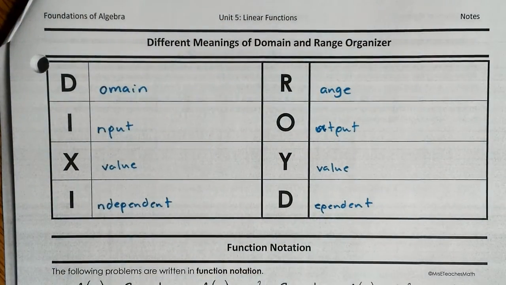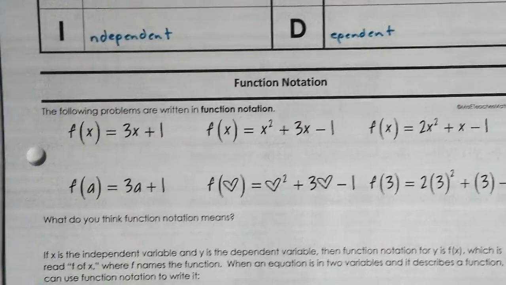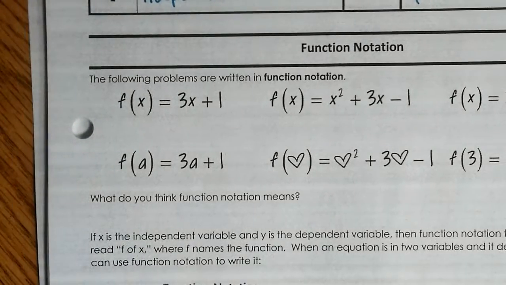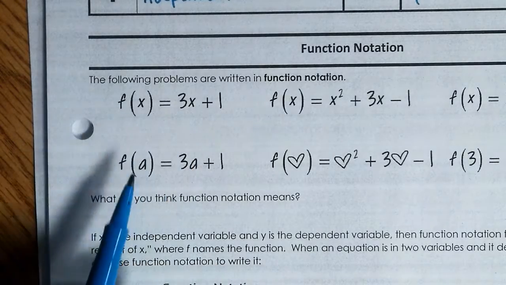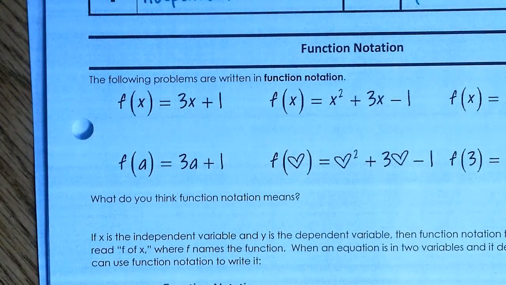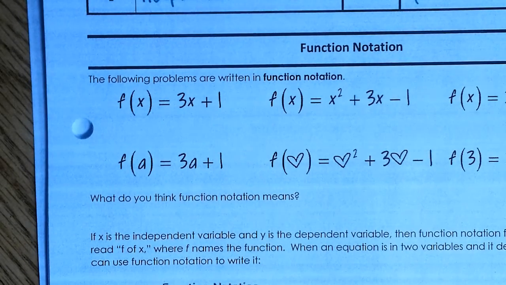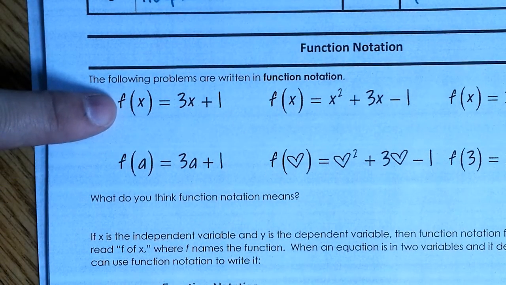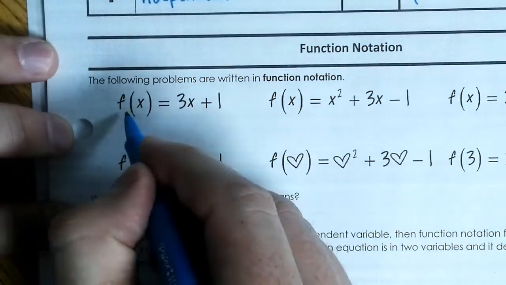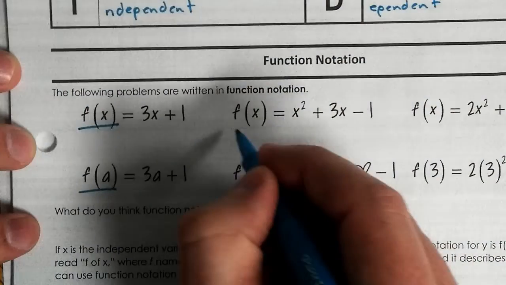All right. Let's see if we can get through this next part. This function notation. So function notation right here. Notice the difference. What happened from here to here? What changed? From this one to this one, what changed? The output or the variable. Yeah, so the output and the input kind of changed.